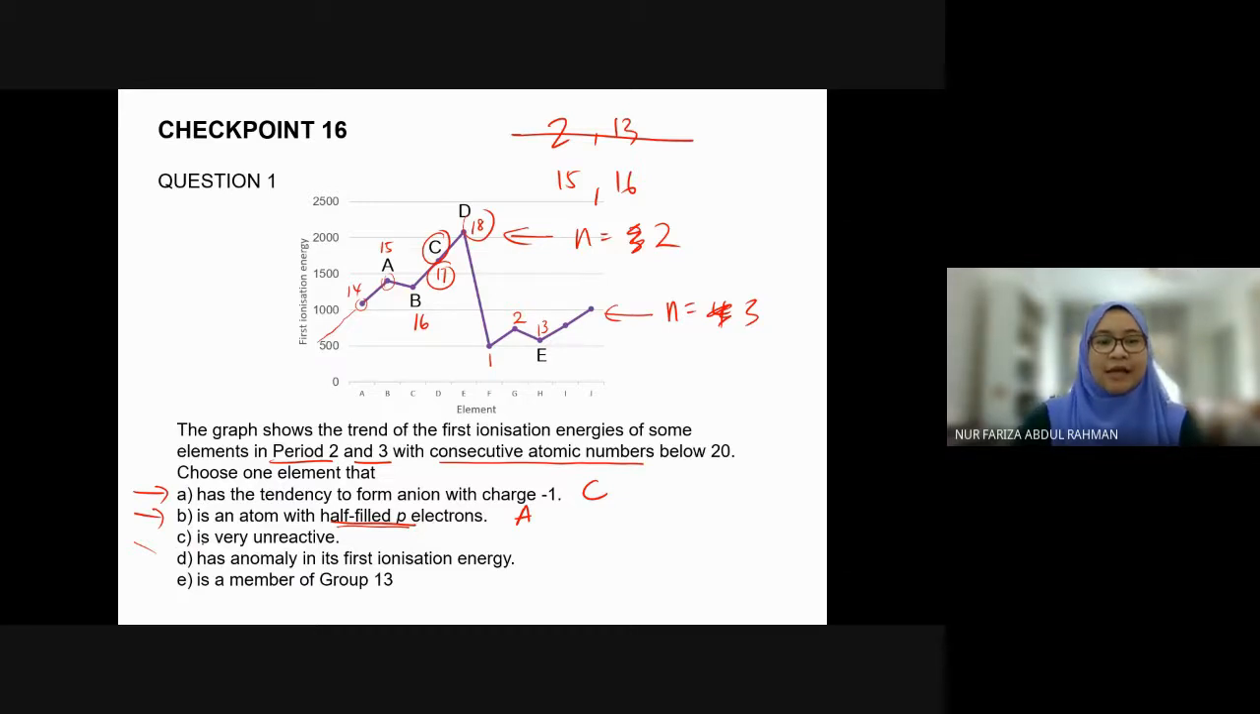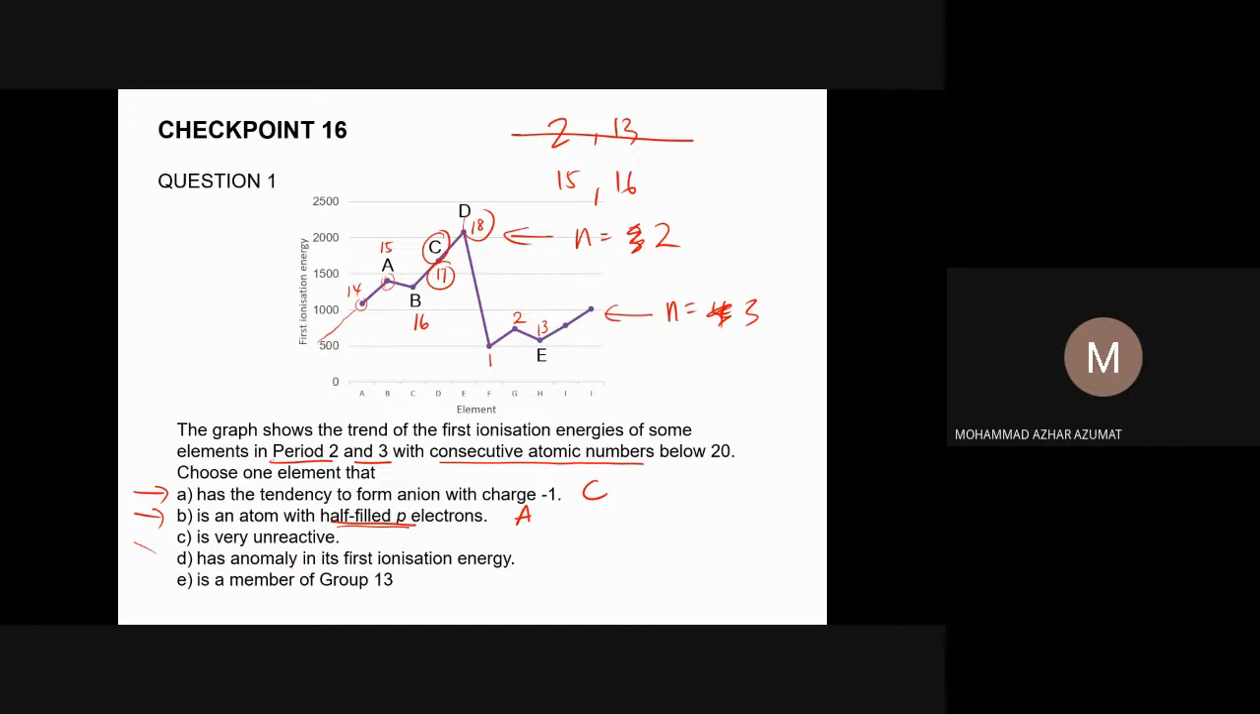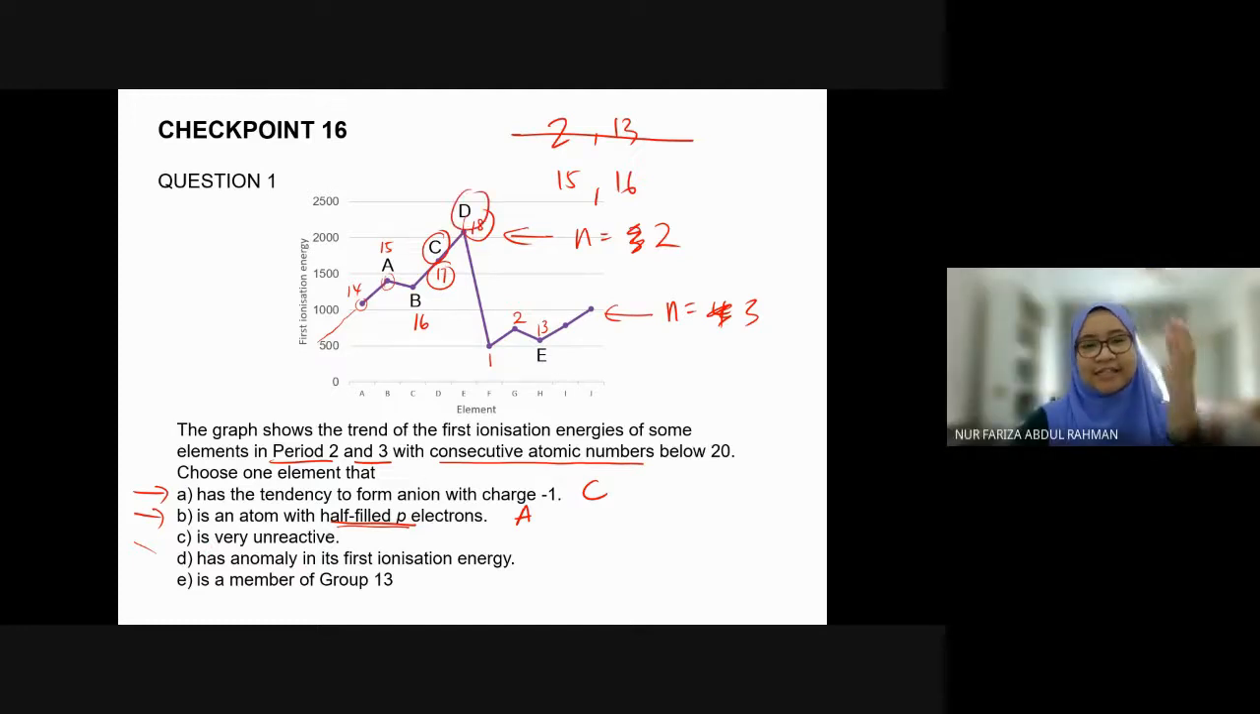Element that is very unreactive, what will be the answer for this? D. Okay, kan nampak tak? Dia senang bila you dah settle for the group number, the valence electron. Okay, alright, so the answer will be D, and then D has anomaly in its first ionization energy.